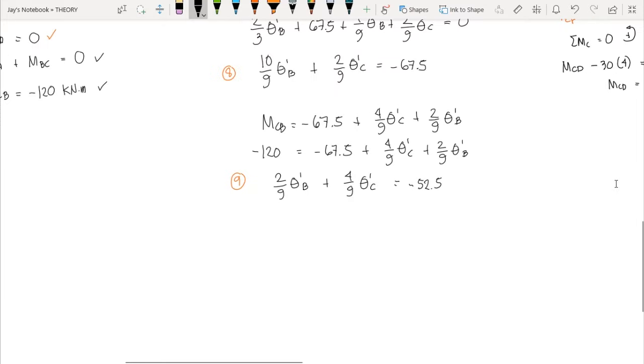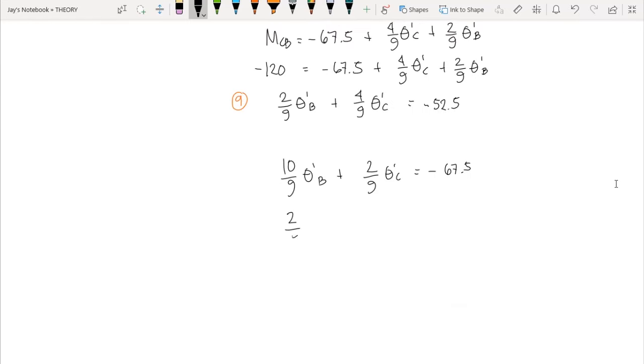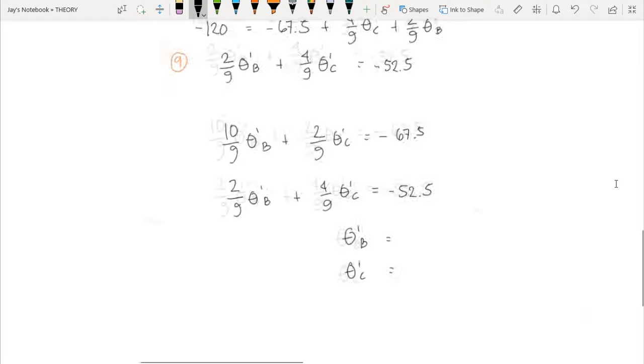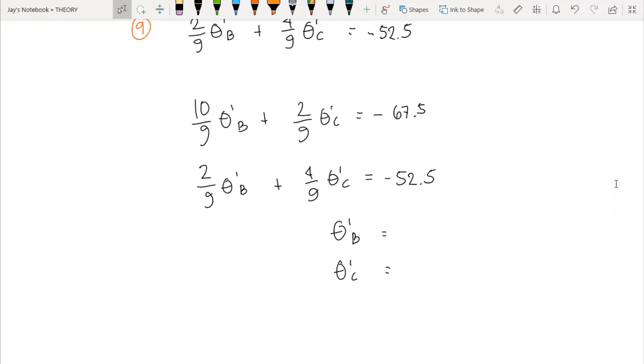So we have this final equation. We have 10 over 9 theta prime B plus 2 over 9 theta prime C is equal to negative 67.5. And then we have 2 over 9 theta prime B plus 4 over 9 theta prime C is equal to negative 52.5. So by doing simultaneous equations, by applying algebra, you can determine the value of theta prime B and theta prime C. Okay? So you can also use your calculator if you are using a Casio calculator, or you can use elimination methods. It's up to you which process you are going to apply, but to answer it directly, we would have the value theta prime B is negative 41.25 and theta prime C is negative 97.5.